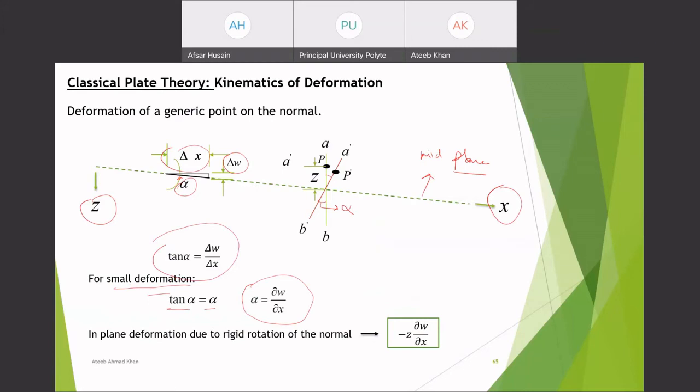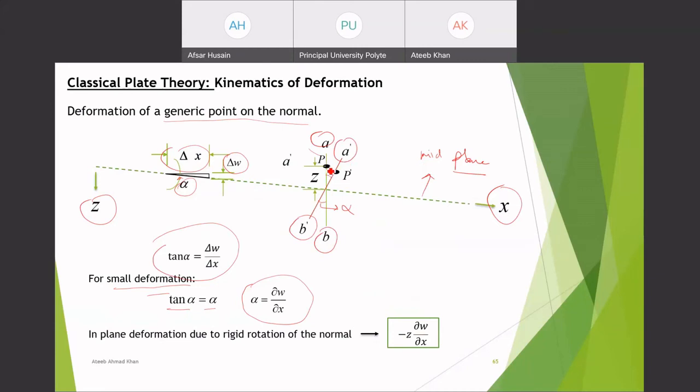Now, the idea behind this exercise is to quantify the deformation of a generic point on the normal. It could be any point. Your transverse normal before bending is AB, as shown here, and the deformed or rotated transverse normal is A dash B dash. Now, mind that the length of AB will be equal to A dash B dash because of the assumption that the transverse normal isn't experiencing any elongation.